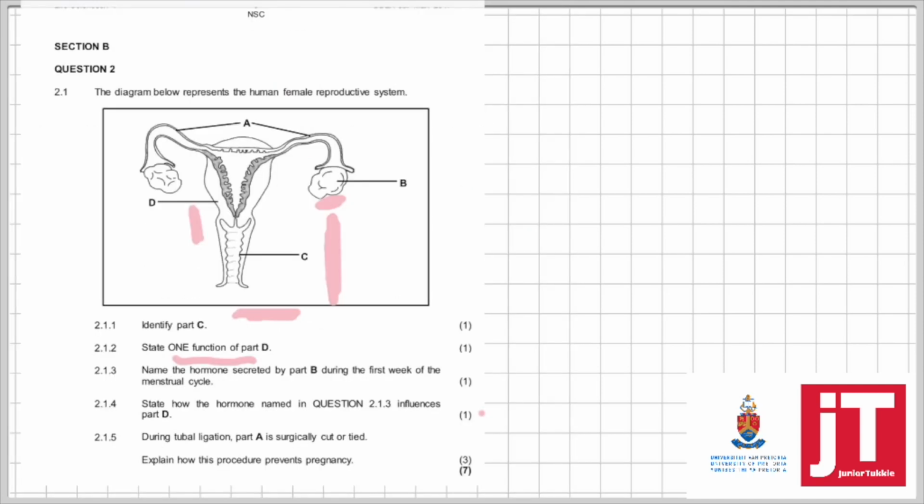Then 2.1.5. During tubal ligation, part A, which is the fallopian tube, is cut. Now, if it's cut, how will that prevent pregnancy? So if the ovum is here and the sperm is coming, it won't be able to reach the ovum. So no fertilization, no pregnancy. And the ovum won't be able to move over this little hindrance. So no fertilization, no pregnancy.